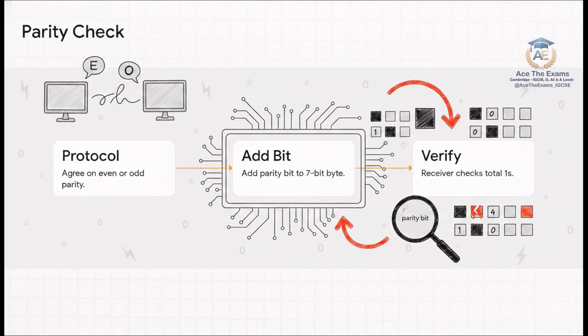So, for example, if they agreed on even parity and the 7-bit byte has 3 ones, the parity bit becomes a 1, making the total 4, an even number. Finally, the receiver verifies the total number of ones upon arrival. If it counts an odd number when it's expecting even, boom, the computer instantly knows the data is corrupted and asks for it to be sent again.